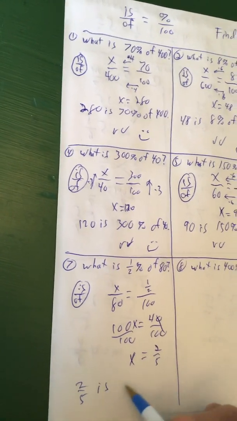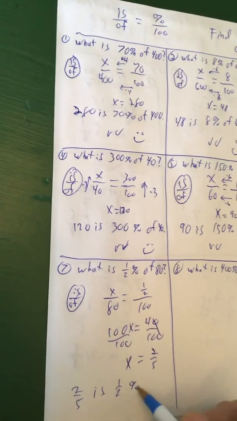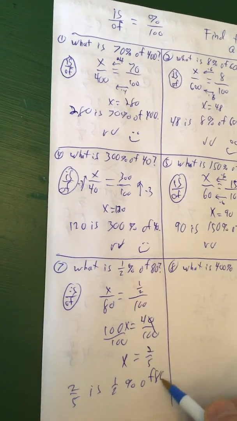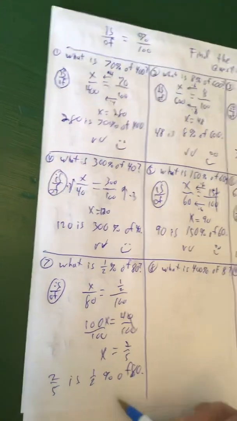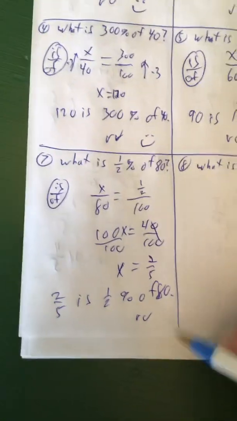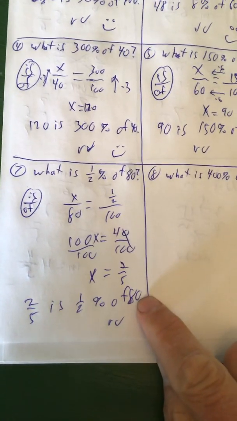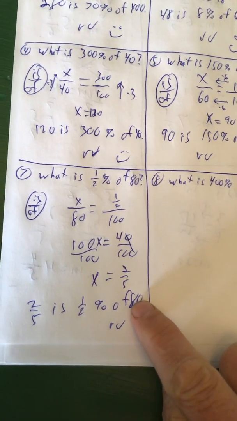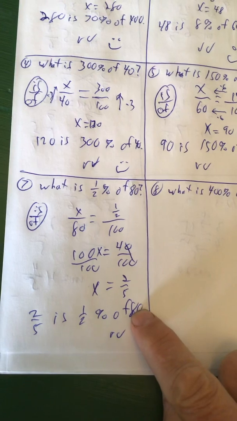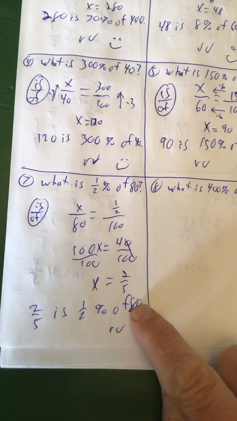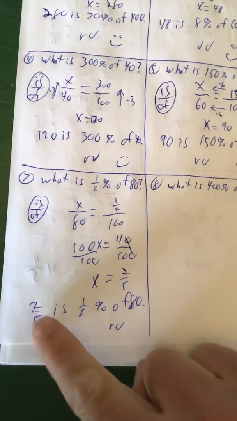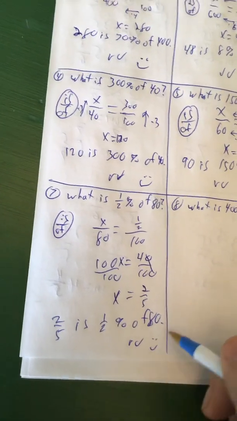2/5 is 0.5% of 80. Let's see. 10% would be 8. 1% would be 0.8. It's going to be, then 0.8 is 4/5. And so this should be 2/5. Yep, I'm right. And I know I'm right.